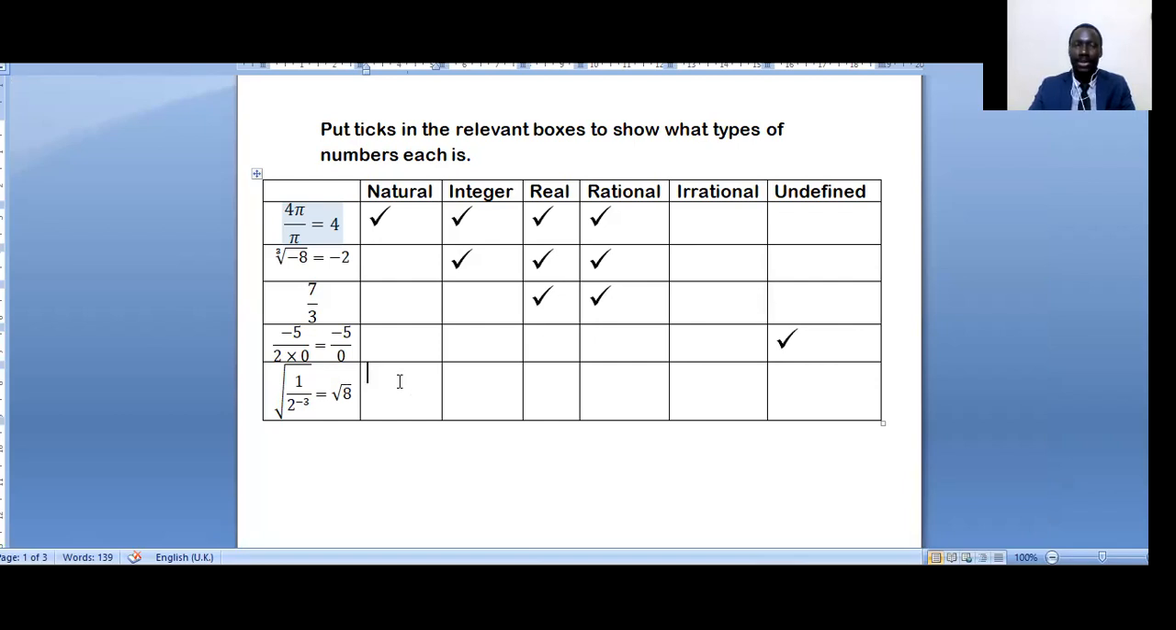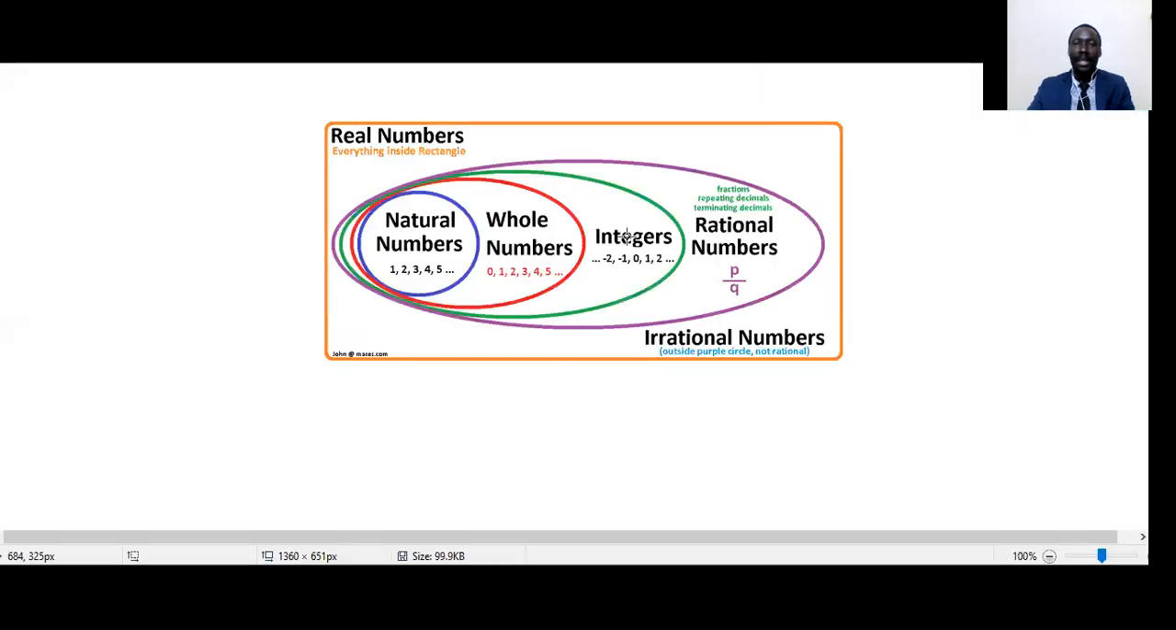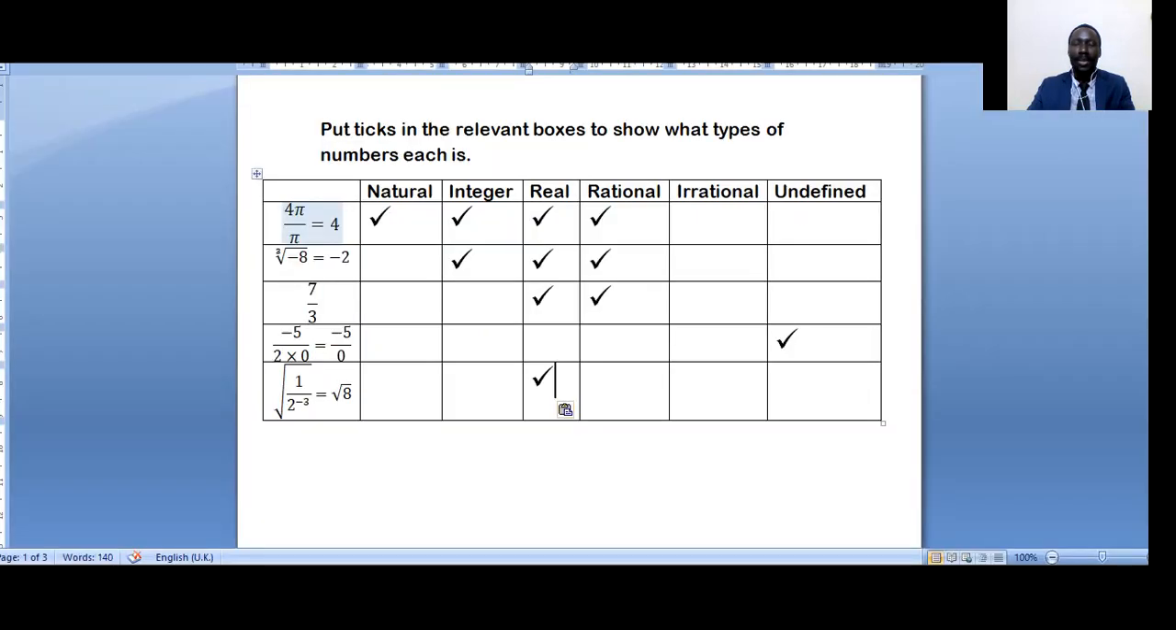Is this going to be a natural number? No, natural numbers are used for counting. Is this going to be an integer? No. Do we call it real? Well, surprisingly, it's going to be a real number. As you have seen here, everything inside here is a real number. So the square root of 8 is going to fall under one of these, and that is why we will call it a real number. So yes, it's a real number.